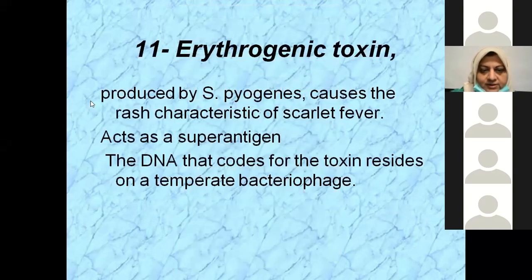So you see, it produces pores, this toxin, in the macrophages, and they burst open. It destroys the cells. Erythrogenic toxin is produced by Streptococcus pyogenes, and it causes a rash on the skin, which is called scarlet fever, fever with rash, and it acts as a super antigen.